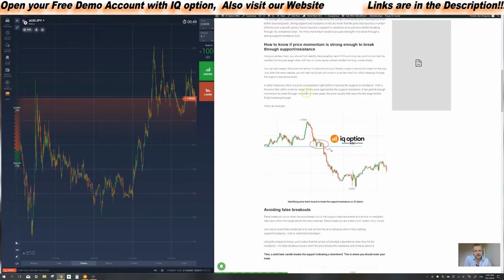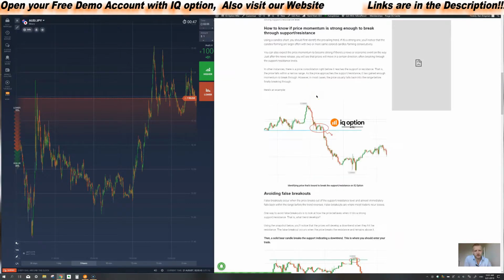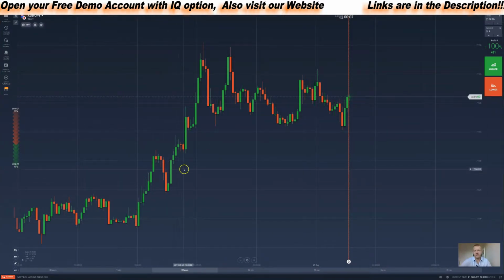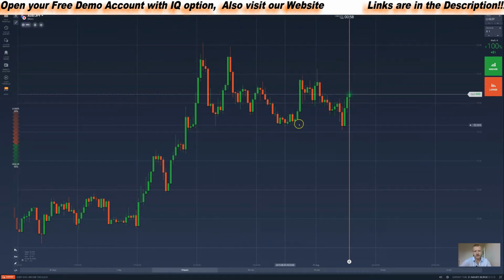Yeah, let's go to the IQ Option platform to explain a little bit better in real time what this looks like and how we can identify it, and to draw some lines in the platform itself. So now we're in the IQ Option platform, and you can see here a small piece of the chart. What we're going to do is draw some trend lines.